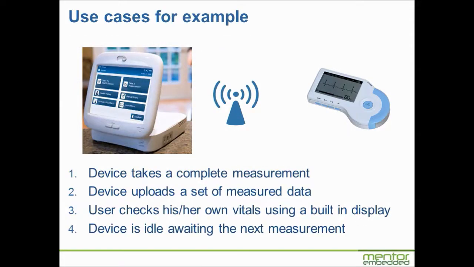So a device might look like one of these things. These are just illustrations. What are the use cases for such a device? Well, there were 4 that we have identified. The first one is the device simply takes a measurement, so it measures all the vital signs. That's one use case. Another one is the device uploads that measured data via Wi-Fi. The third one is the user presses a button on the device and takes a look at their own vital signs. Patients tend to be quite interested in whether they're still alive or not. And the fourth use case is the device is idly waiting for the next measurement or something to happen. That's a realistic situation, of course.